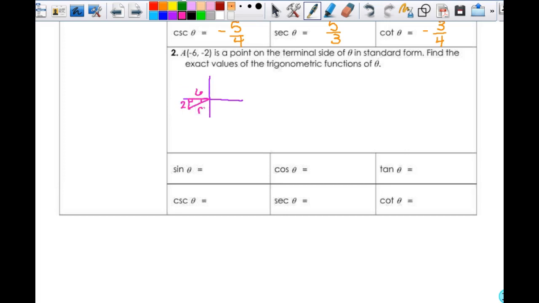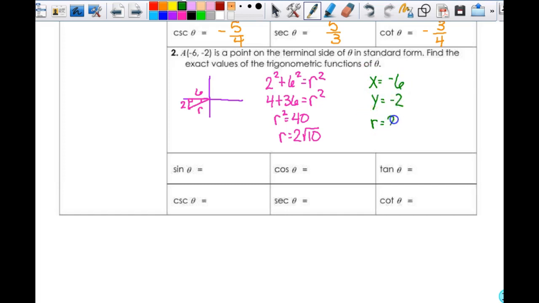And this is r. So that means that I'm going to get 2 squared plus 6 squared equals r squared. So this is 4 plus 36 equals r squared. R squared equals 40. So r equals 2 square root of 10. The pieces that I need: x, which is -6, y, which is -2, and r, which is 2 square root of 10.